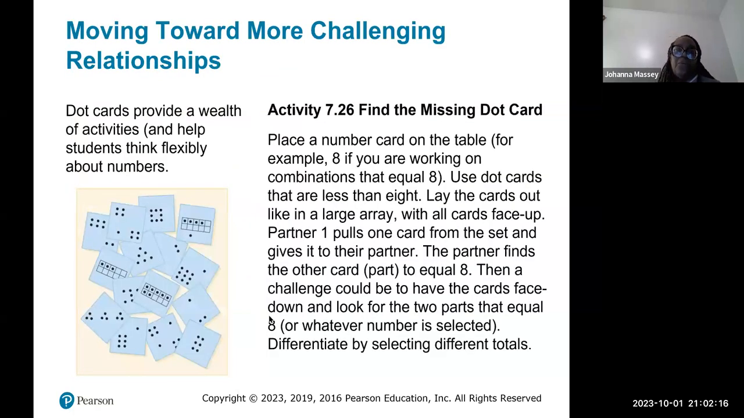Okay. And then there's some more strategies. Dot cards provide a wealth of activities, they say. And we've used those dot cards to develop number sense. This is called Find the Missing Dot Card. The information on how to play it is on the slide right here, but it's also in your book. Then they have Difference War.